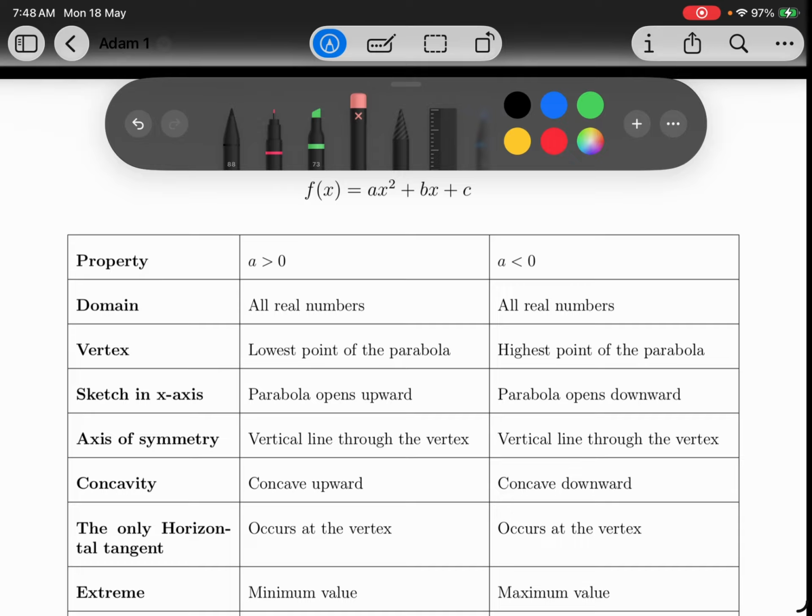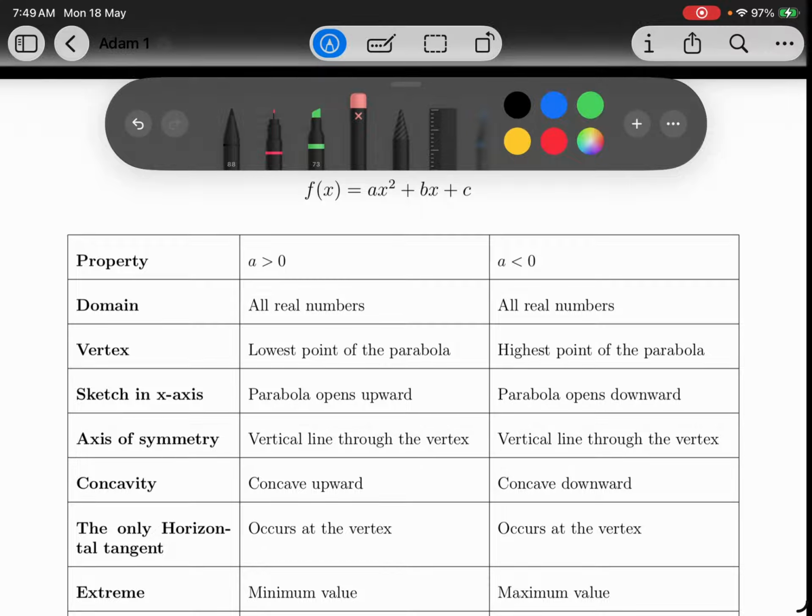So first of all, the domain in general represents the set of numbers that you can plug into a function. For this sort of function, the quadratic function, you are free to plug in any real number. You can take any real number and plug it into this function, and what you can expect in return is another real number. So you plug in real, you get real. The domain here is the set of all real numbers, regardless of whether a is more than 0 or a is less than 0.